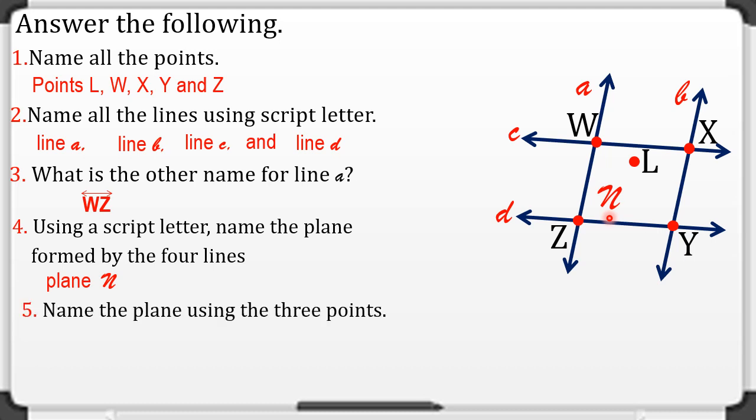Next, number 5, name the plane using the 3 points. So we have plane WXZ. Next is plane XYZ. Plane YZW. And plane ZWX. Those are the names of the plane.